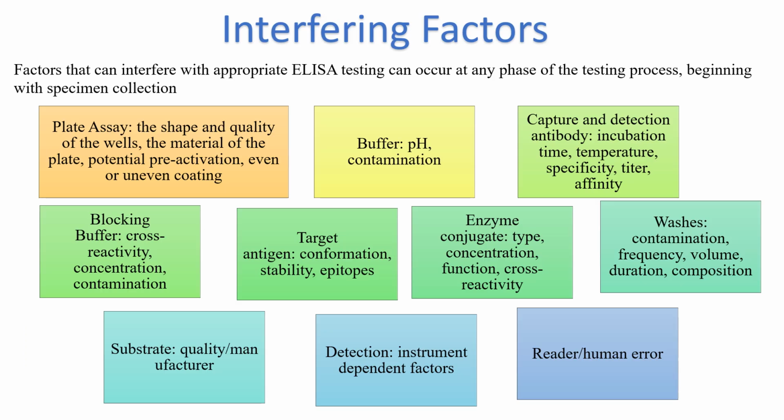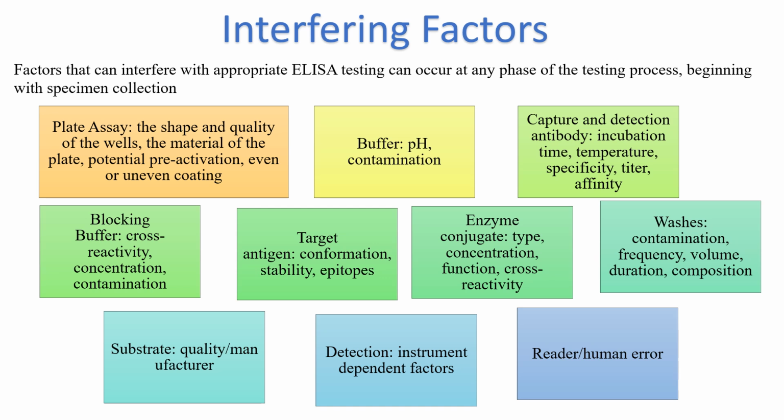What are the interfering factors? Plate assay: the shape and the quality of the well and material of the plate, potential pre-activation, even or uneven coating. Then buffer, which includes pH and contamination. Then capture and detection antibody, so it will have the incubation time, temperature, specificity, titer, affinity, then blocking buffer, cross-reactivity, concentration, and contamination.